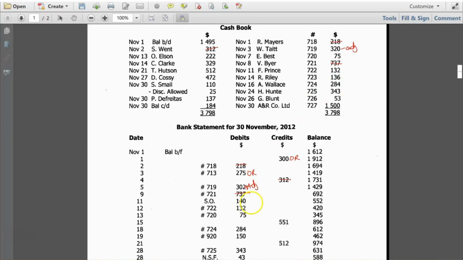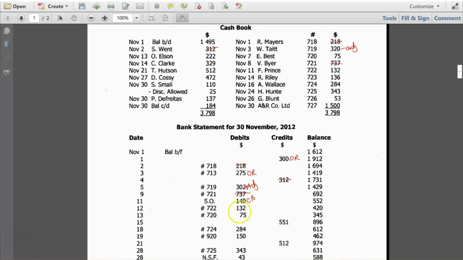So we are not going to check it off. We're just going to leave it there because when we're finished, any items not checked off on our bank statement would be the items we're using in our updated cash book. So we leave that one as is because we have to use it in the updated cash book. Or you can write CB next to it if you want. If that helps you remember, you just write CB so you know to use it in your cash book.